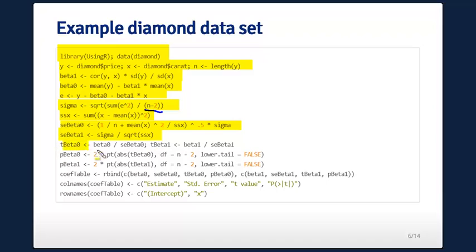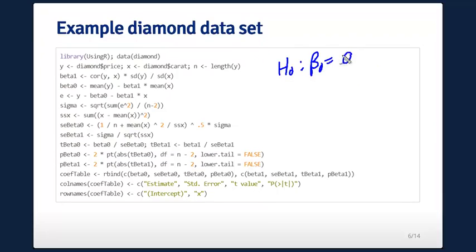And then I'm saying that my t distribution for beta naught, for a hypothesis test of H naught: beta 0 equals 0 versus HA: beta 0 either greater than, less than, or not equal to 0, would be this t statistic right there, and then there's our t statistic for beta 1.